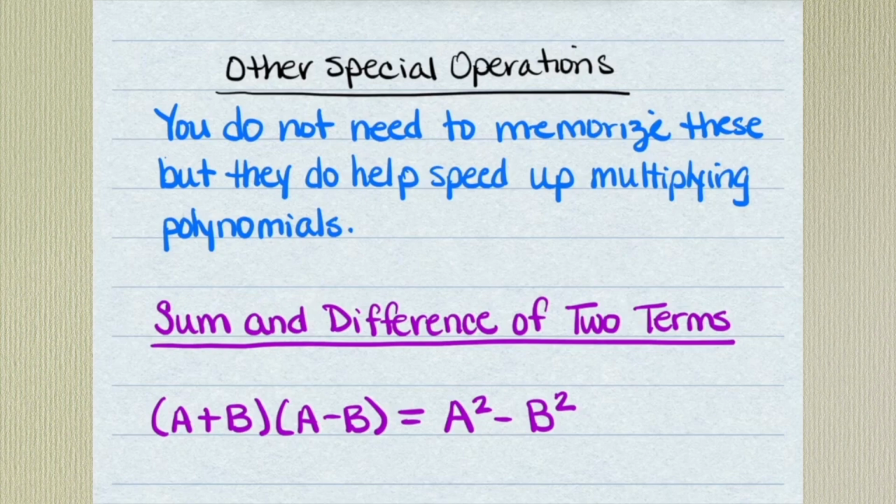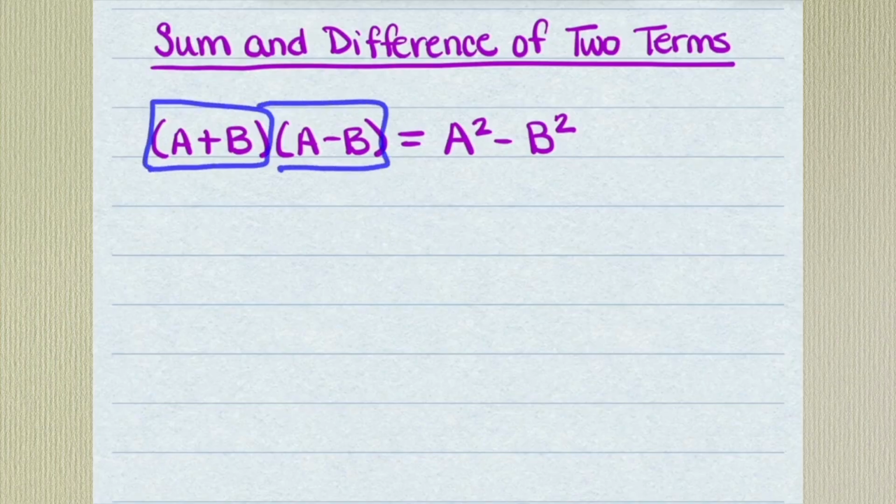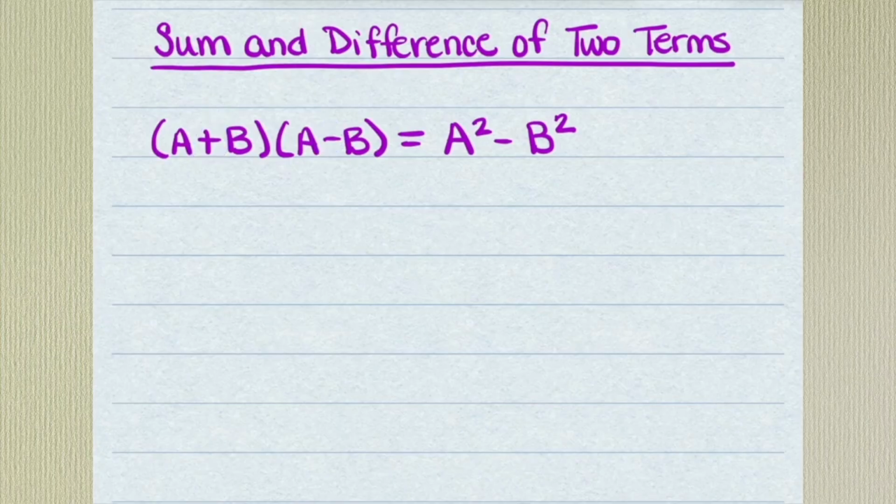The first one is called a sum and difference of two terms. If you have two binomials that you're multiplying together and they have different signs, the result is just going to be a squared minus b squared. Meaning these terms are the same here, and these terms are the same here.